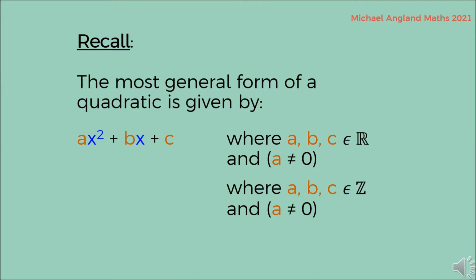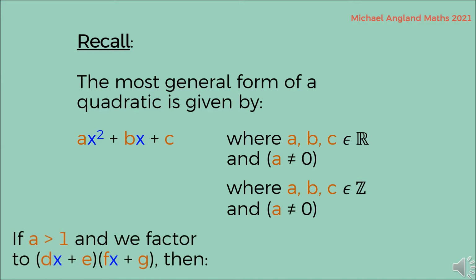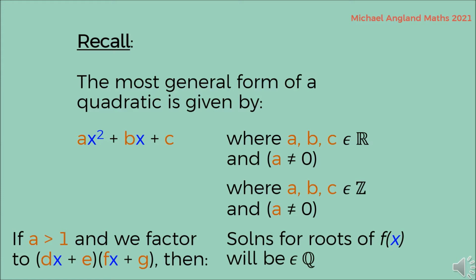Now, if a is greater than 1, so for instance, we have 9x squared plus something, and we can factor that down, what we will typically find is that we don't have roots which are elements of the counting numbers or of the integers. They will more likely be rational expressions like p on q. So for instance, you can see that I've factored down algebraically to dx plus e times fx plus g.